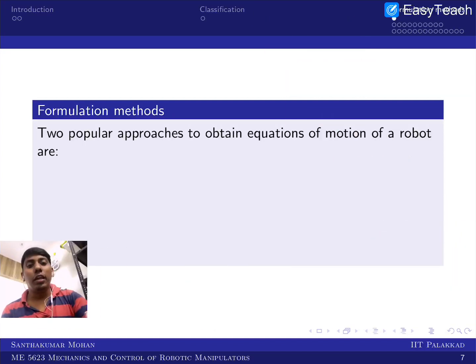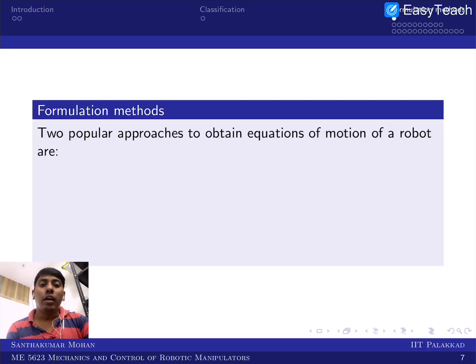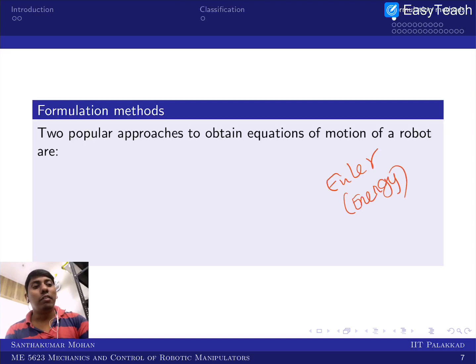One is based on energy, which is nothing but Euler-Lagrange, where the Euler equation, given for energy or momentum, was modified further. So then Lagrange came, and Lagrange gave that. That is what we call Lagrangian.